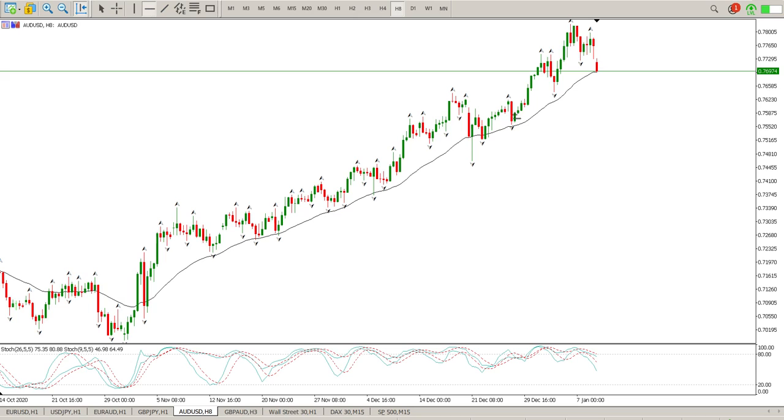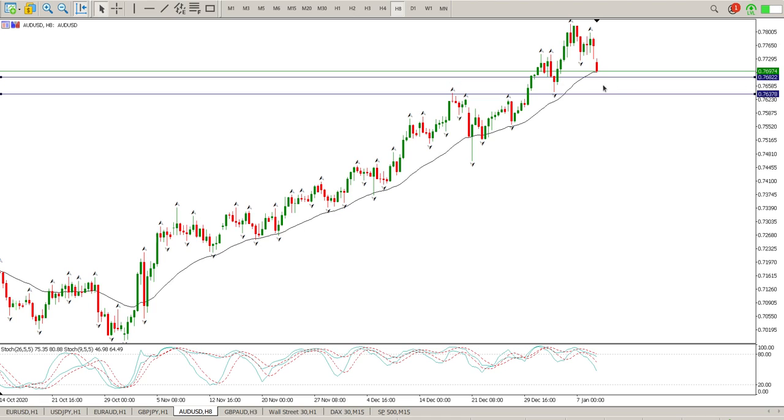So at the moment, I don't really have... we've got a half decent level here at 0.76822, and we've got a more robust area at 0.76378. So yeah, trend is up.